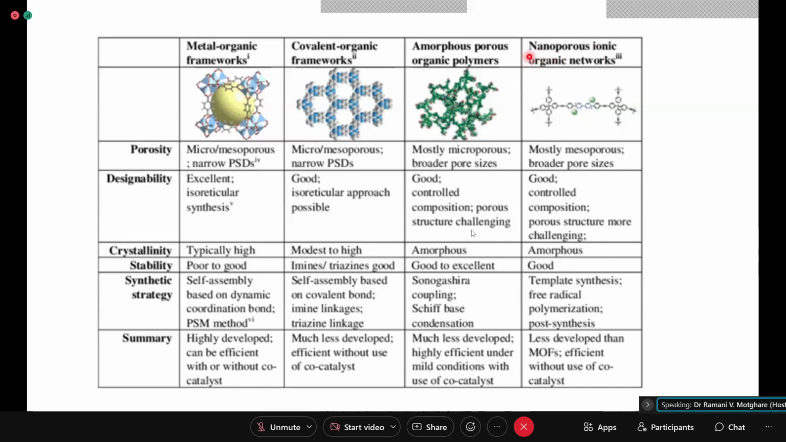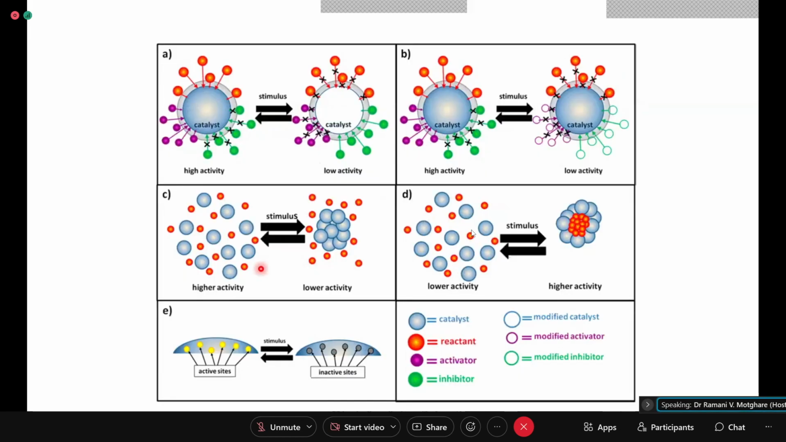Then you may use nanoporous ionic organic networks. So they are nanoporous, meaning they have porosity, and this porosity is determined by performing BET studies, that is Brunauer, Emmett, and Teller studies for nitrogen adsorption. So the porosity can be determined using that. So you prepare. So these are classed based on their chemical composition. Okay, and these can be used as heterogeneous catalysts.